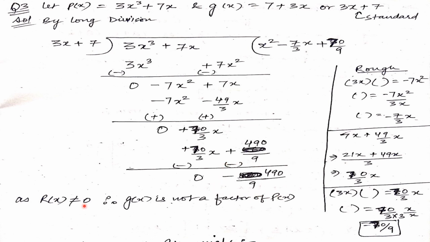So we can say remainder not equal to 0, therefore g(x) is not a factor of p(x). Although in the question it was not said to do by long division, it was to be done by simple remainder theorem. But still, just to make you aware of these technicalities or complexities of these questions, I have done this by the method of long division. I hope you understood the method. If you want, you can solve the question by remainder theorem also.